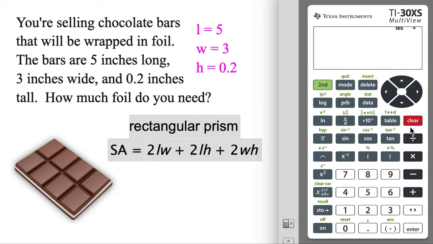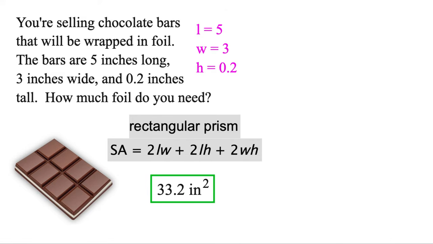Okay, let's enter this in. So it's going to start with 2 times the length, which is 5, times the width, which is 3, plus 2 times the length again, times the height this time, 0.2, plus 2 times the width, 3, times the height, 0.2. You may feel like you're going crazy typing that in, but just take your time, you got it. That gets us 33.2, and that is the surface area. In other words, it takes 33.2 of these little squares of foil to fit perfectly around the outside.